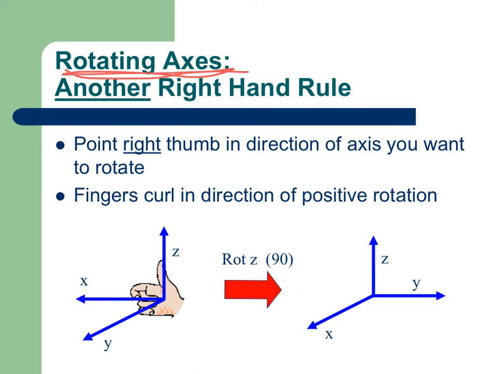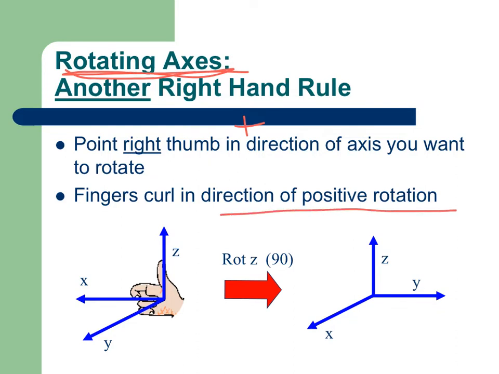It's almost the inverse of the previous one. And this one says what you do is you point your right thumb in the positive direction of the axis that you want to rotate about. And when you do that, your fingers curl in the direction of positive rotation.